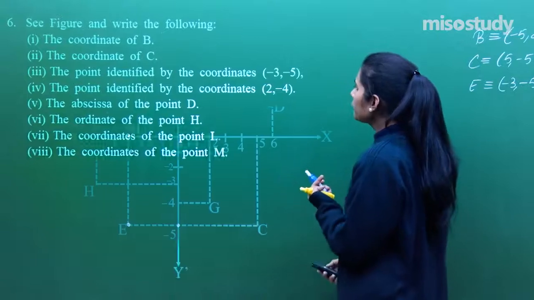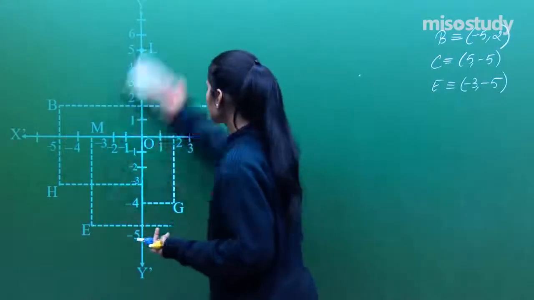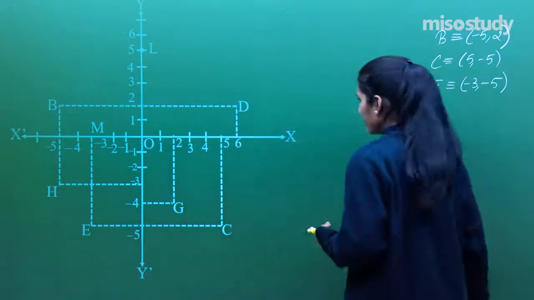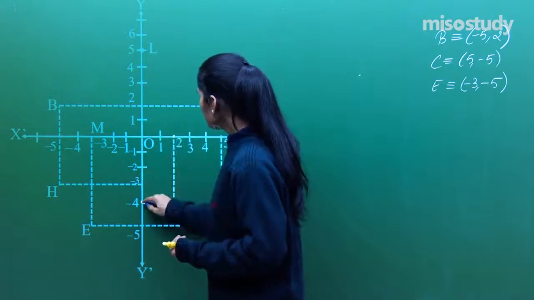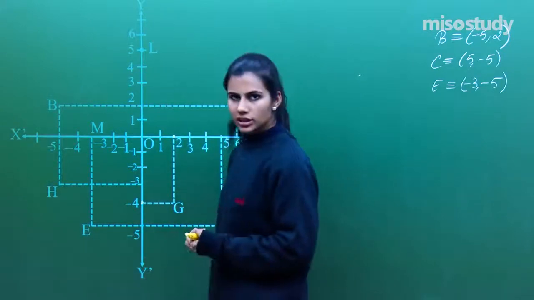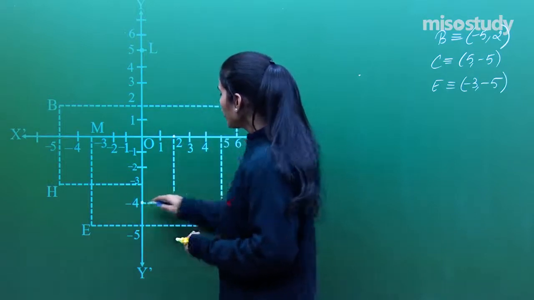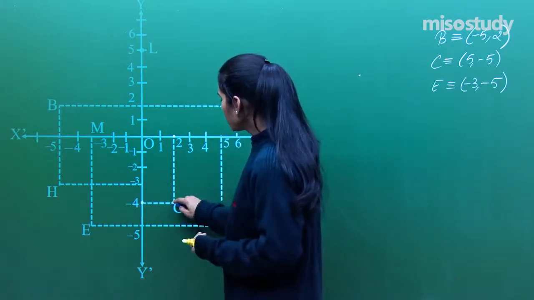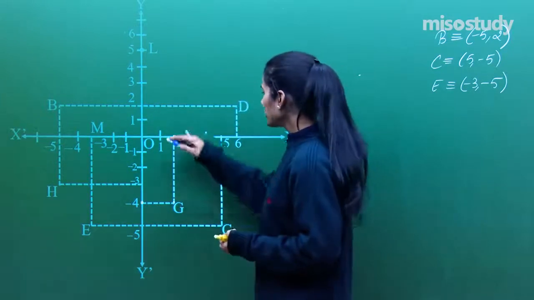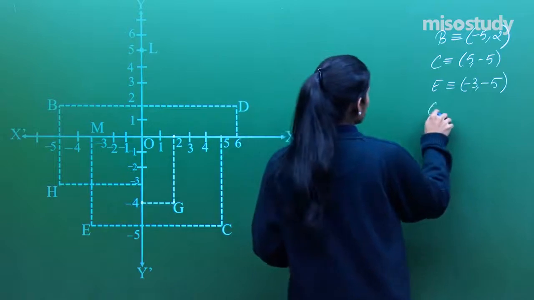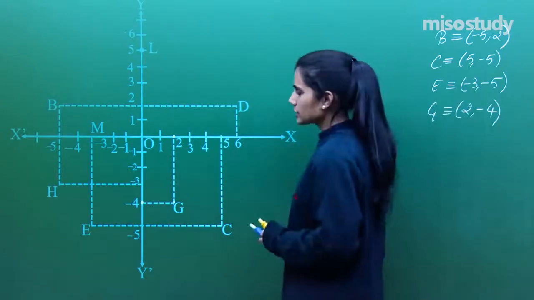The point identified by 2, -4. 2, -4 means 2 units along the positive x-axis and 4 units along the negative y-axis. So 2 units along the positive x-axis you reach here, 4 units along the negative y-axis you reach here. Now you draw a line parallel to the y-axis passing through 2, and a line parallel to the x-axis passing through -4. Both these lines intersect over here at point G, which has coordinates 2, -4.